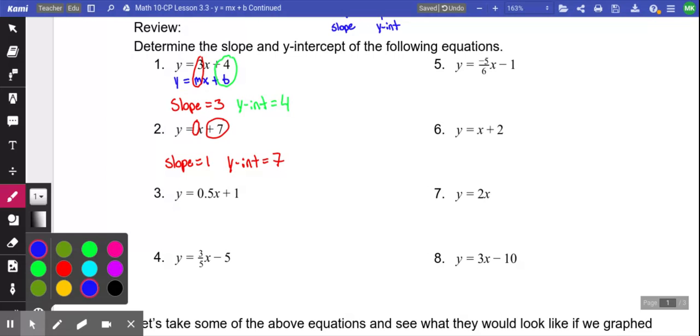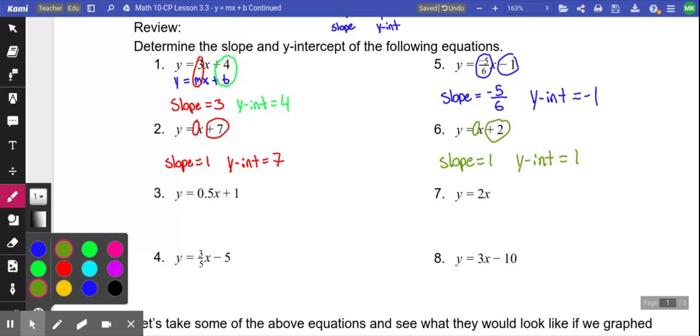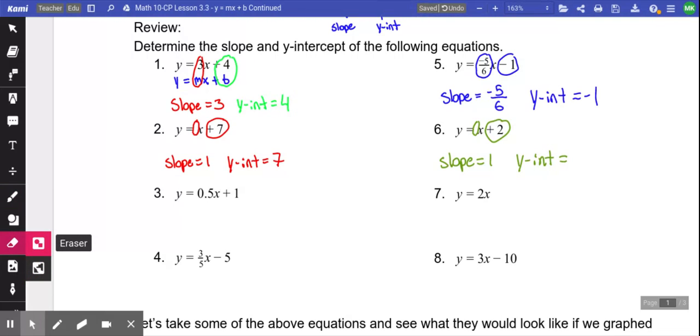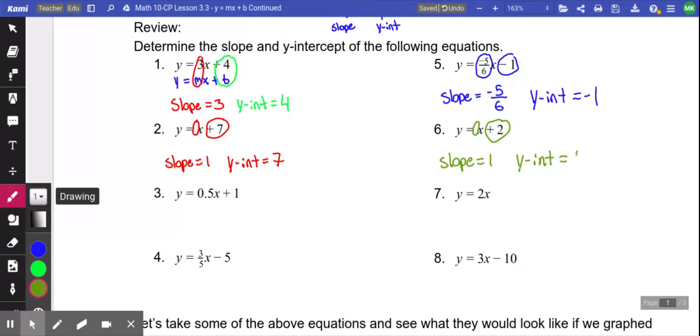If you look up here, we'll try this one. That's your slope because it's attached to your x, so the slope equals negative 5 over 6. And then your y-intercept in that case isn't 1, your y-intercept is negative 1. If we look at the next one, there's nothing in front of that x, that means my slope equals 1, and my y-intercept equals 2. You can go ahead, pause the video, and try the next 4 on your own, then unpause the video.